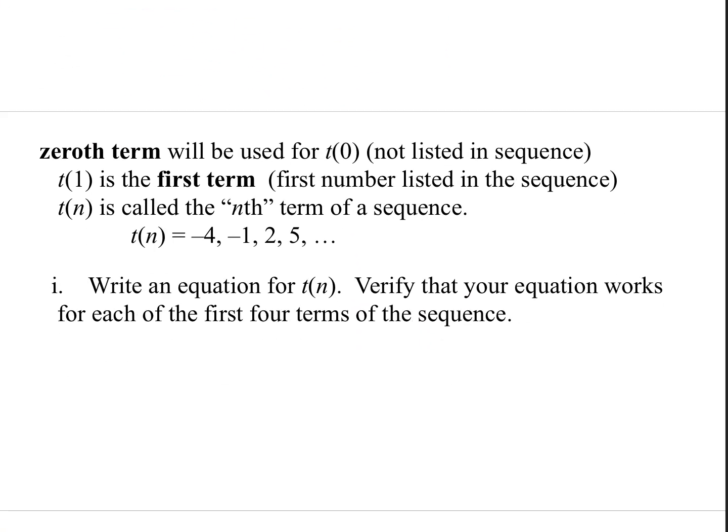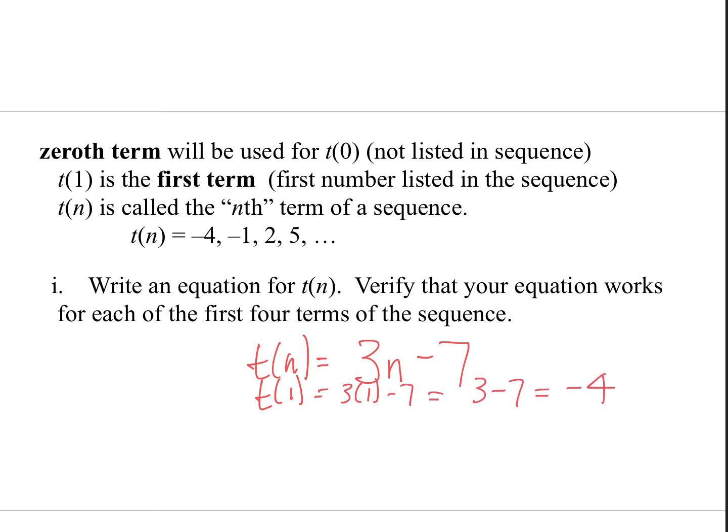Now it's asking you to write an equation for T of n. So T of n is going to equal the pattern generator, or the sequence generator, times n, and then all I need is the 0 term, which in this case is -7. Now it says verify your equation works for each of the first 4 terms. So what is T of 1? Well, that's 3 times 1 minus 7. That's 3 minus 7, which is -4.